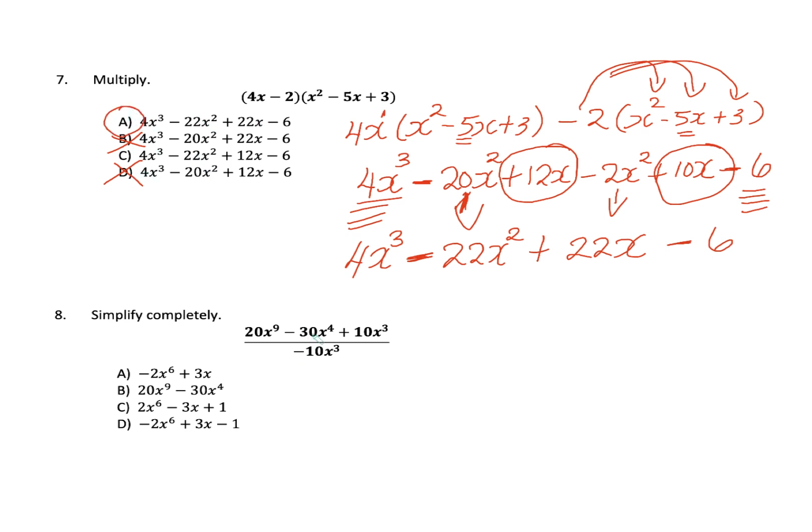Question 8, we're still with the polynomials, but you're dividing. This negative 10x, you have to divide every term in the numerator. So this would be 20x to the 9th divided by negative 10x to the 3rd.